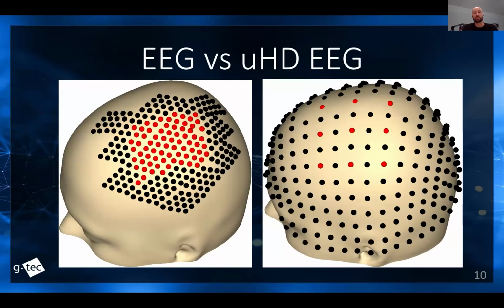So you can see here a comparison of the ultra high density and the region of interest in red. And on the right side, you can see a standard EEG setup, just the red marked electrode positions, which covers a similar area in both cases. But on the right side, you see 9 channels, and on the left side, you see 73 channels with the ultra high density EEG.